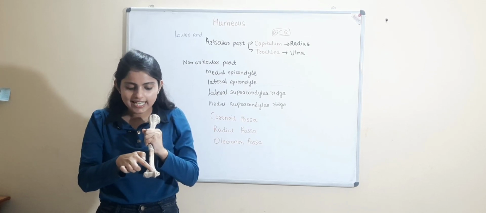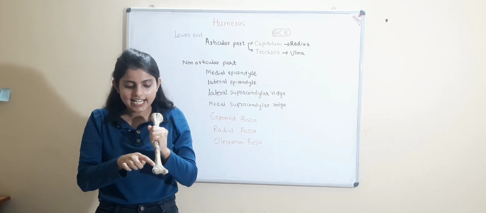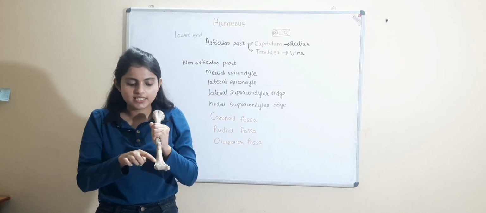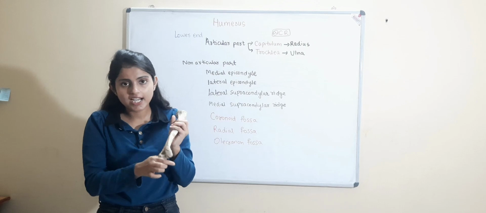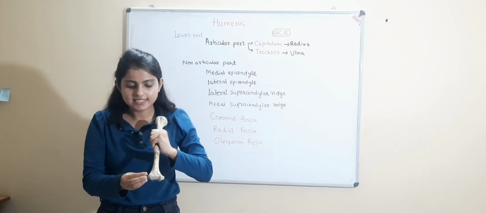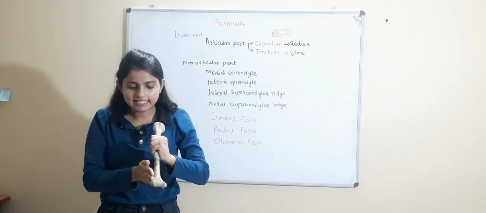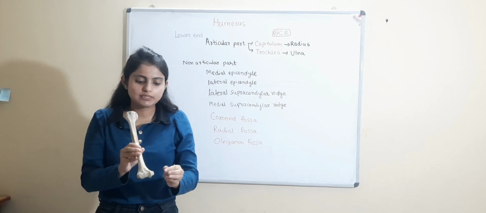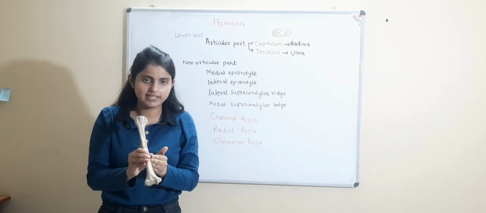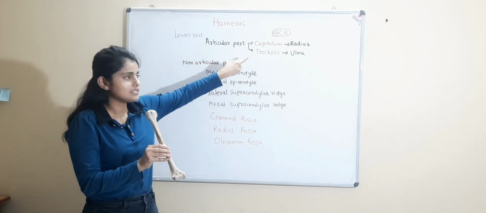Above the trochlea, there is the coronoid fossa, and above the capitulum, there is the radial fossa, and posteriorly, there is the olecranon fossa. This is the lateral epicondyle, and this is the lateral supracondylar ridge, and this is the medial epicondyle, this is the medial supracondylar ridge. There are 2 articular parts.